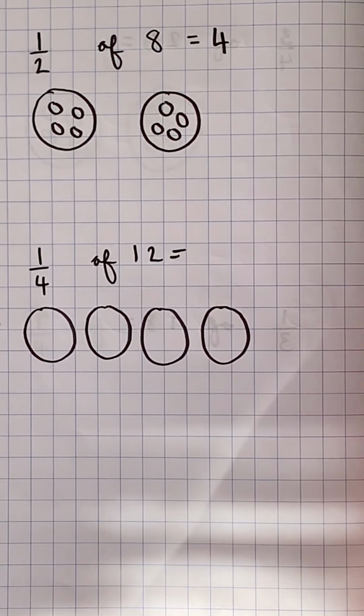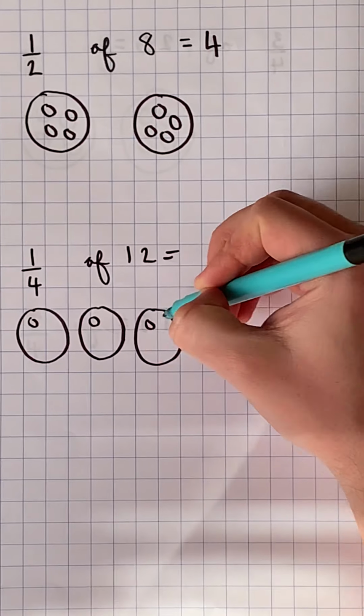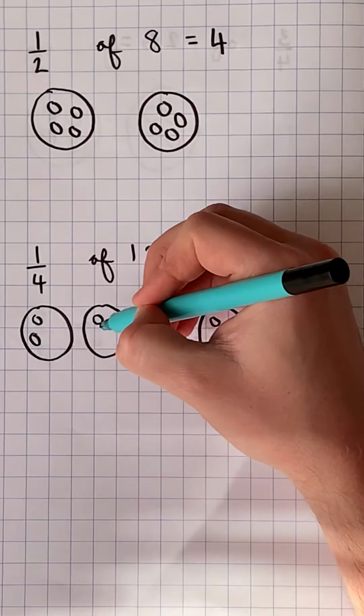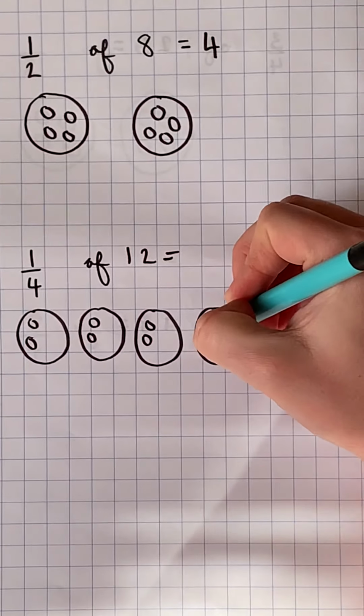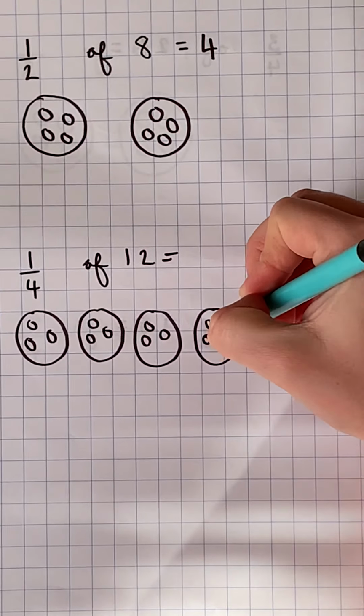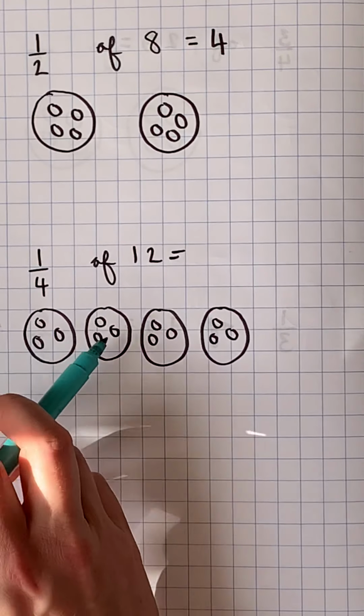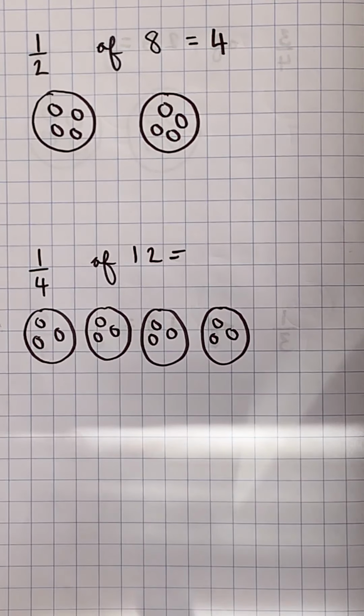So here we go, make sure they're equal. Ready? 1, 2, 3, 4, 5, 6, 7, 8, 9, 10, 11, 12. Are they all equal? Yep, they've got 3 in each group, so they must be equal.